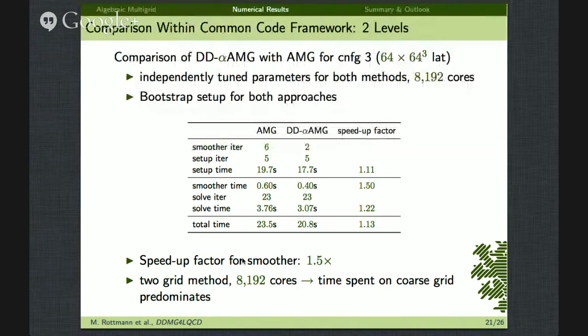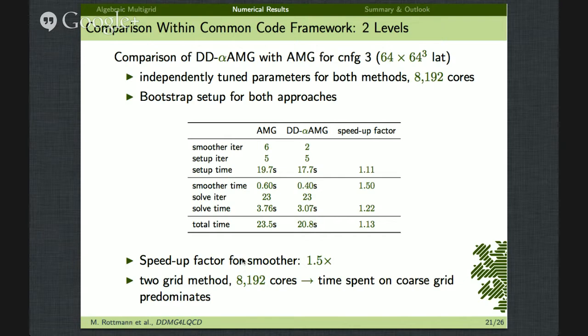Okay, and now a comparison within a common framework for just two levels at the moment, and both methods were tuned independently, and we have used for both methods now the bootstrap setup procedure within our framework. So just to see the difference between the two smoothers. And we see here now there's just a small difference in between both setups, since GMRES as a smoother seems to be slightly more expensive.